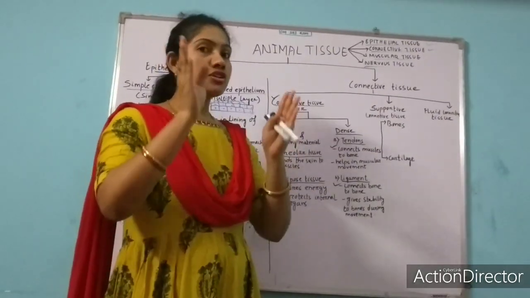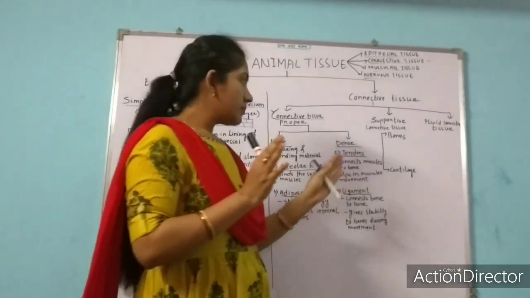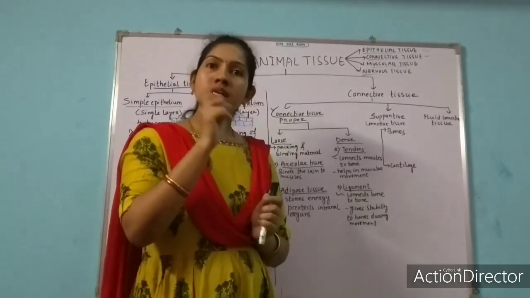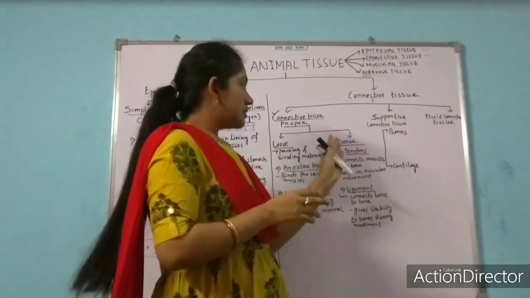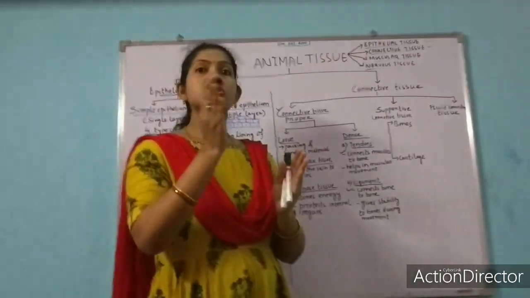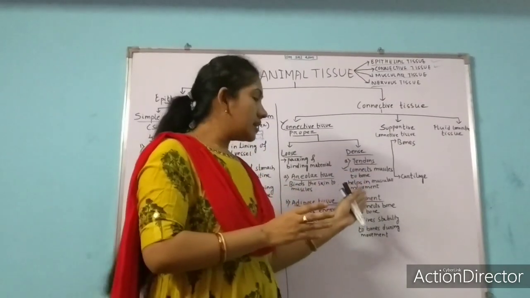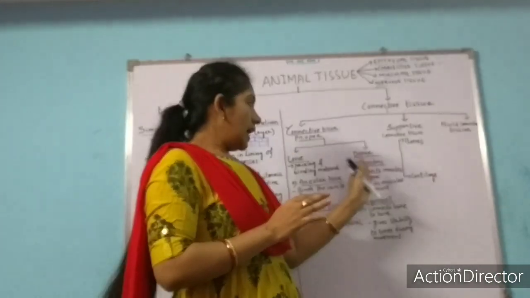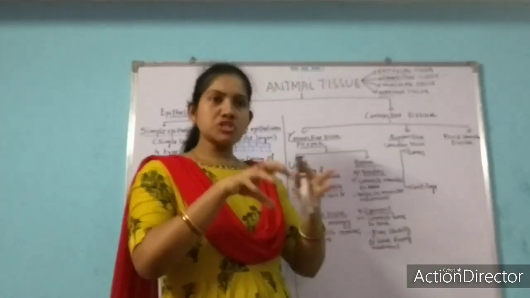Got it? Again, shortly I am repeating. Dense connective tissue is of two types, tendons and ligaments. Tendons are made up of white fibers. Ligaments are made up of yellow fibers. Tendons connect muscles to bone. Ligaments connect bone to bone. And the main function of tendon is to help in muscular movement.